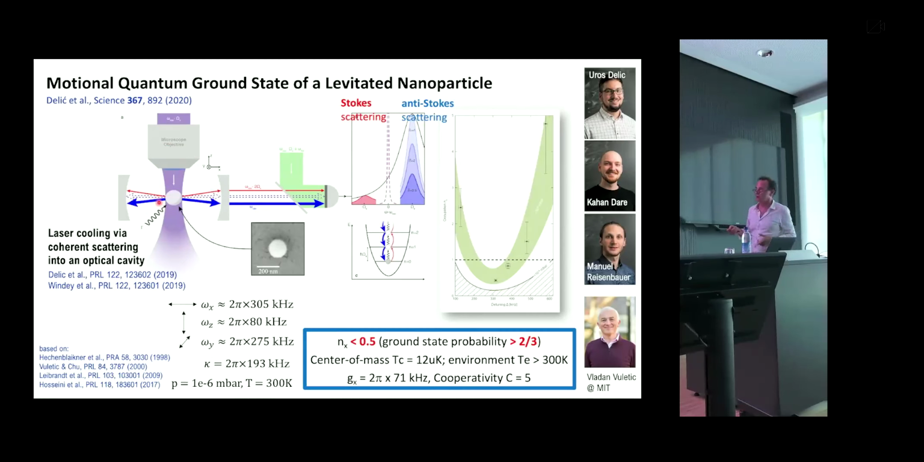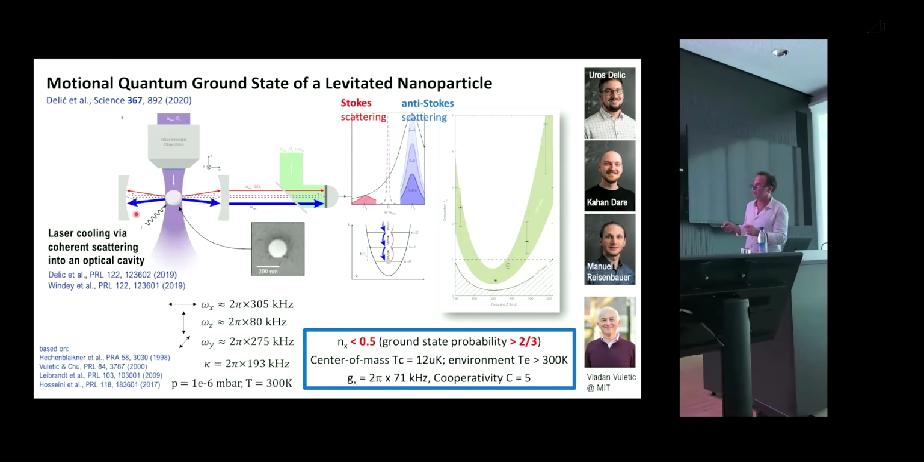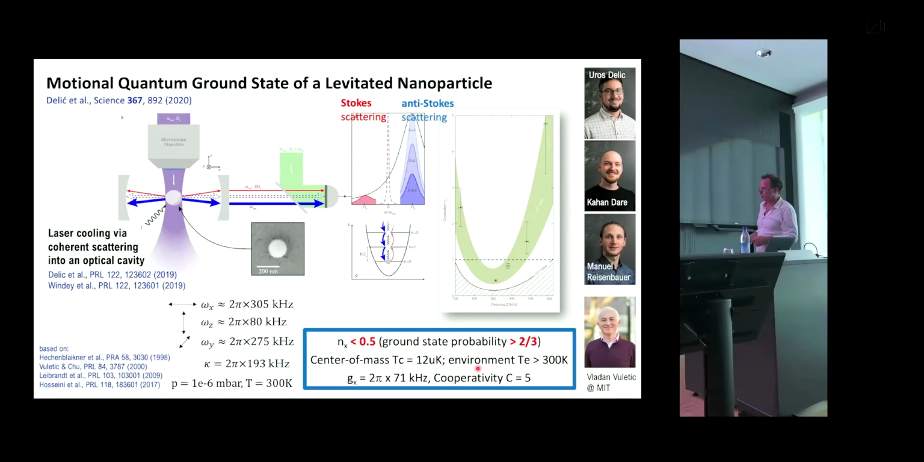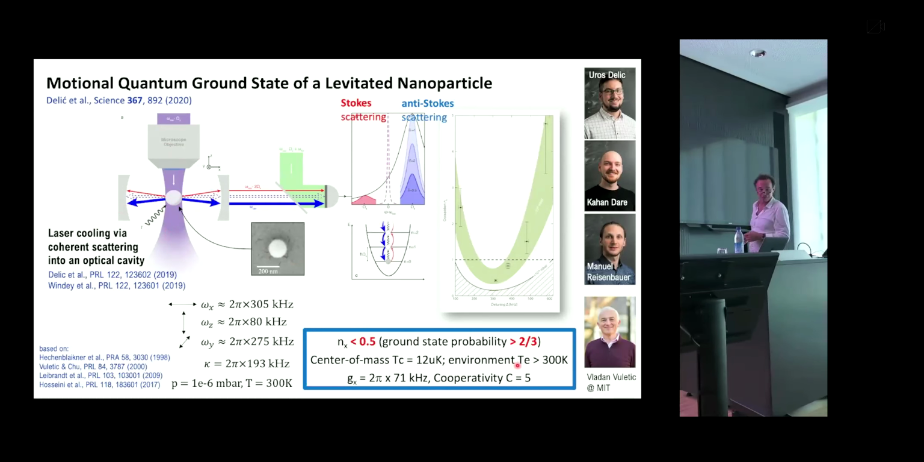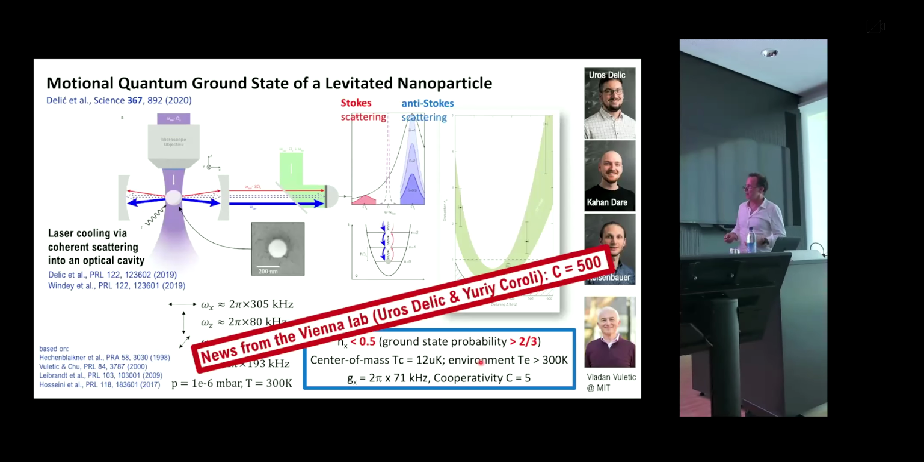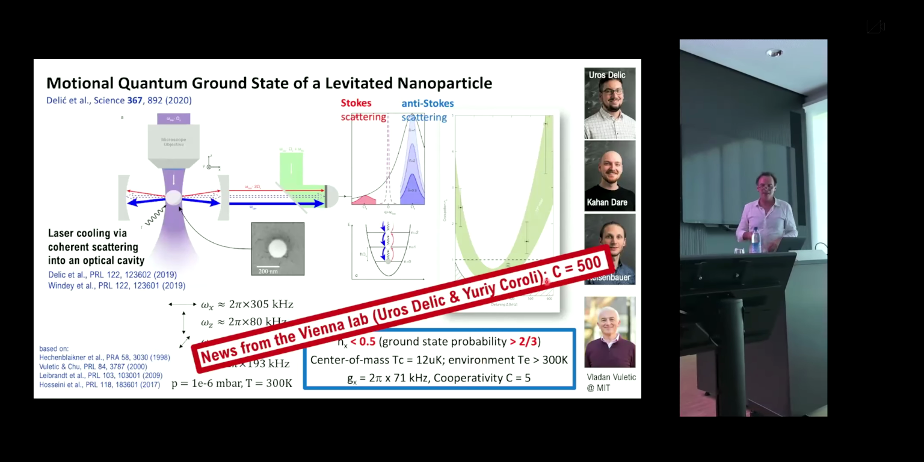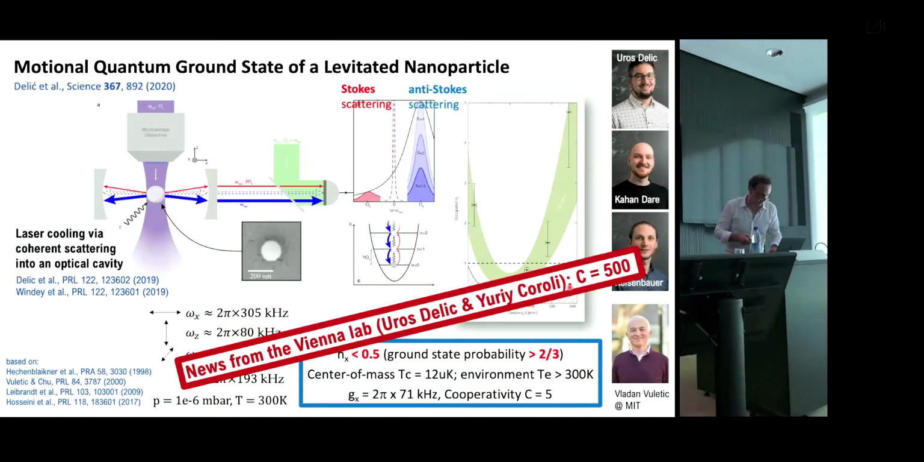And we were able, just by holding the particle in an empty cavity, to cool the center of mass motion along the cavity axis into its quantum ground state of motion. Back then, this was an experiment with a cooperativity of only 5. With that cavity, we still could cool down to the ground state. Recent news from the lab: we now have a cavity built by Yuri Koroli with a cooperativity of 500. This is right now becoming operational, and we are already very anxious to see what this cavity can actually do for us.